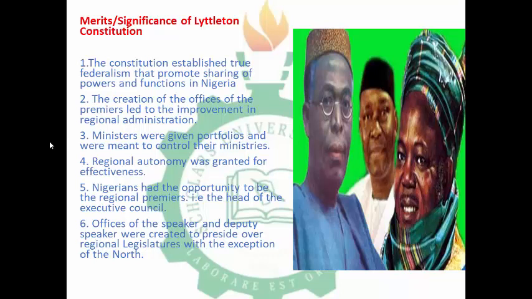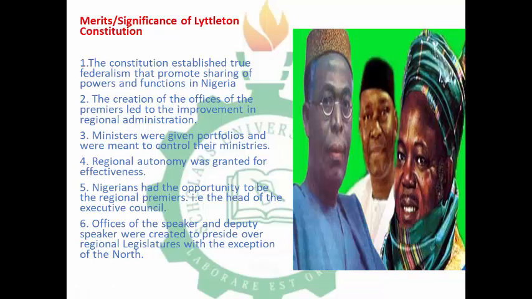Then the third one here is that ministers were given portfolios and were meant to control their ministries and departments. So unlike what we had in the Macpherson Constitution, where the ministers lacked real control over the departments and ministries which they were made heads of, in this constitution, they were given powers to exercise their function as the heads of the ministries. And also, they were able to control the different ministries and departments that they were made to head in the country.